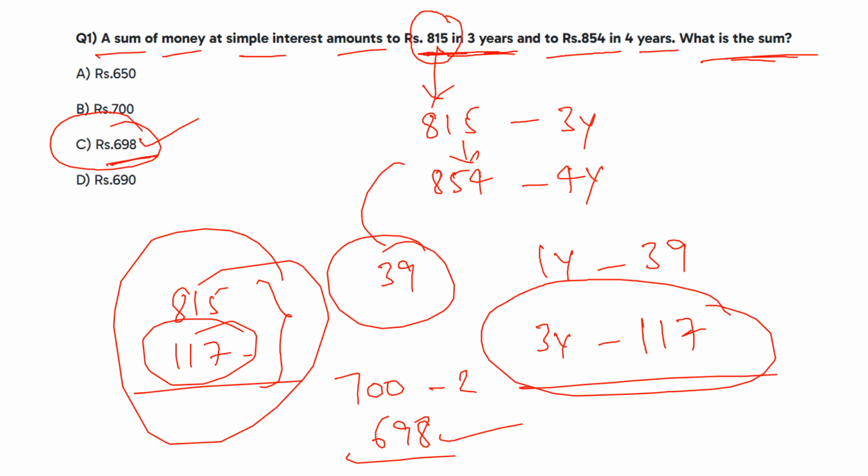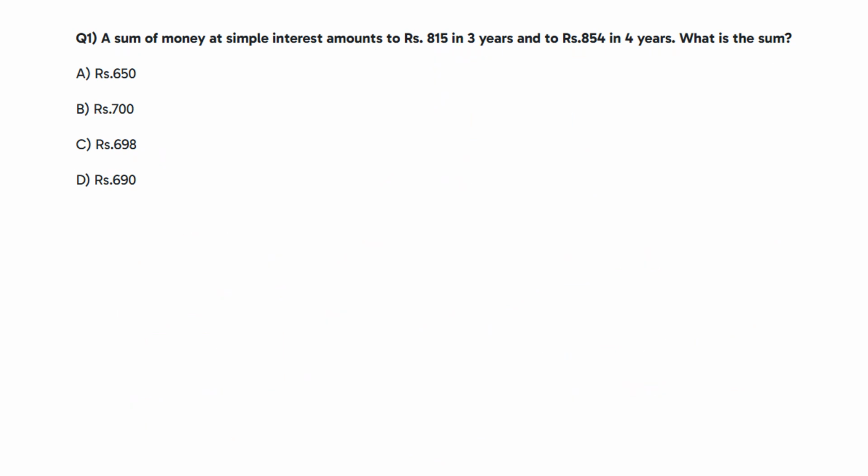Got my point, right? We are not using any formula here. You need to understand the question. In 1 year the interest should be 39, then what will be the interest for 3 years? It should be 117. So I'm just subtracting the 117 value from 815. So this will be the answer. What is the answer? C, 698. Got it? Let's move to the next question.